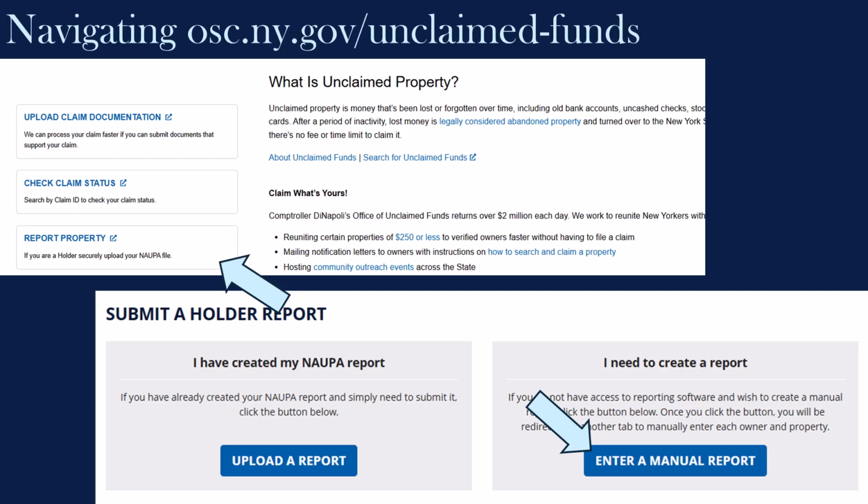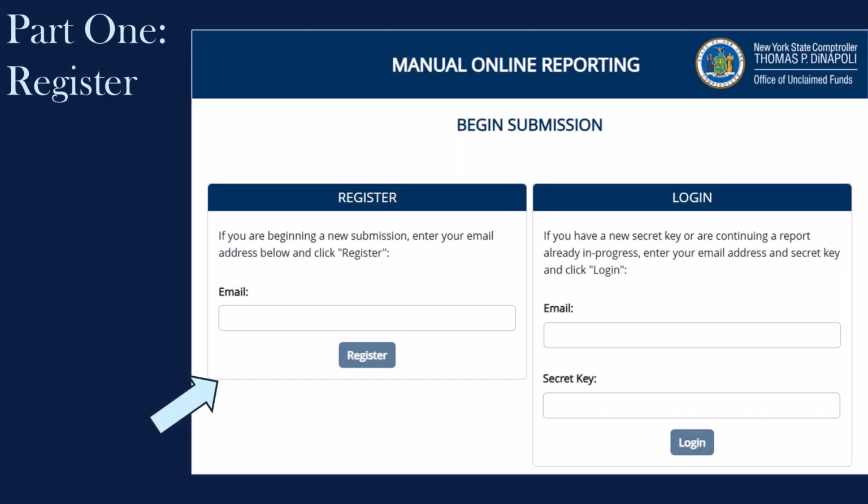From here, select Enter a Manual Report under I need to create a report. Part 1. Register. If you haven't already, you will have to register. Otherwise, you can skip to Part 2. Login. To register, enter a valid email address under the Register section of the page and select the Register button.